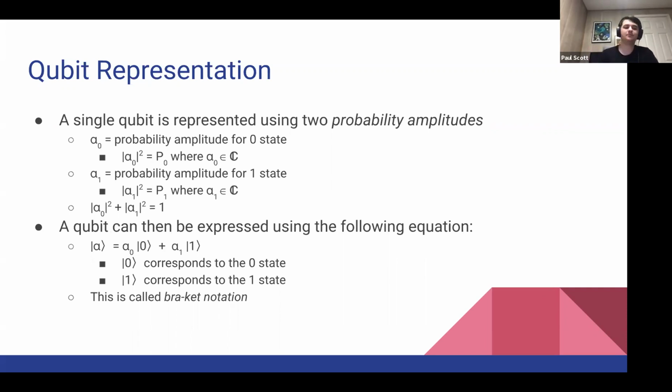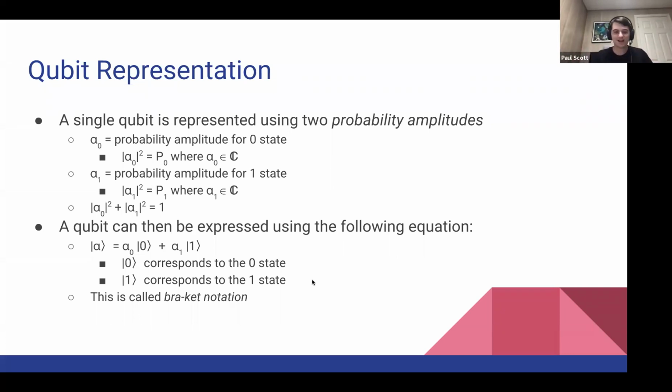So to form an actual notation, a qubit can be represented using the following equation. You can see we have this vertical line and this arrow-looking bracket. Here we have our alpha 0, which is the probability amplitude for the 0 state. This symbol represents the 0 state, and this one represents the 1 state, as mentioned here. This is called bracket notation.